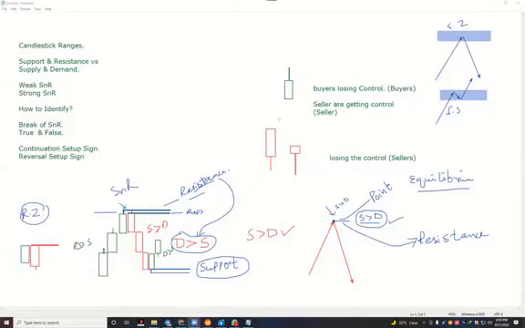Yes, I have one question. Yes, go ahead. Do you draw the supply and demand zones the same as the resistance and support?